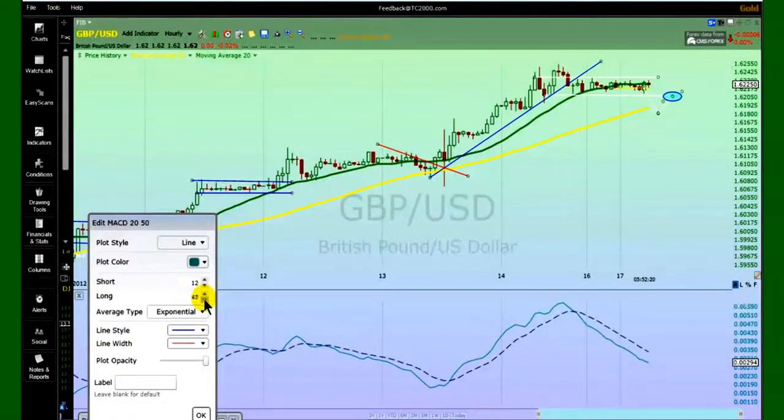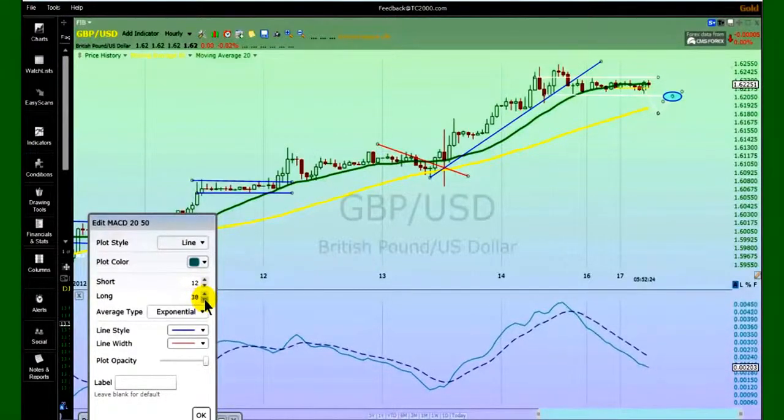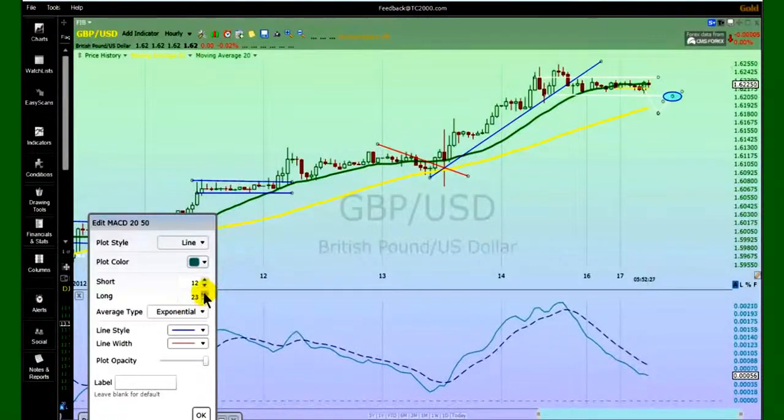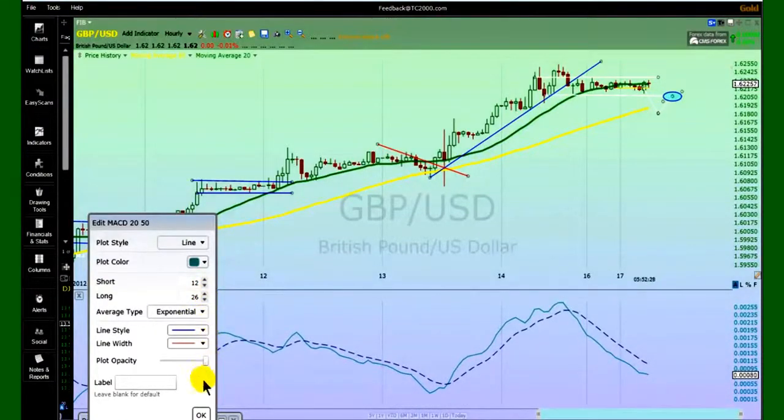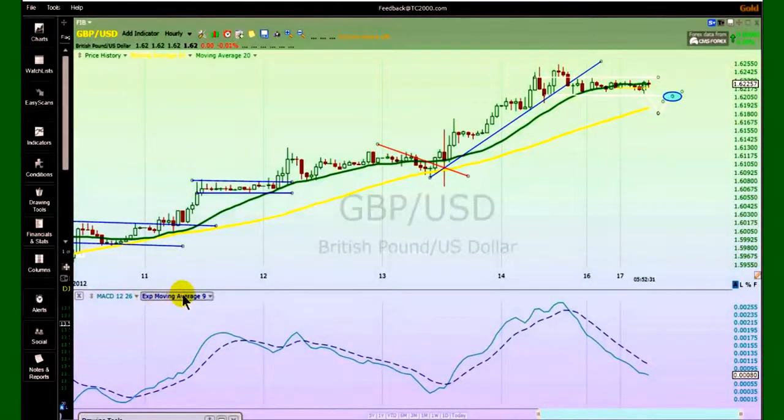So in case you need it, 12, 26, and the 9 is already here, 12, 26, 9. This is the standard MACD. Talking about MACD stable data, two aspects.